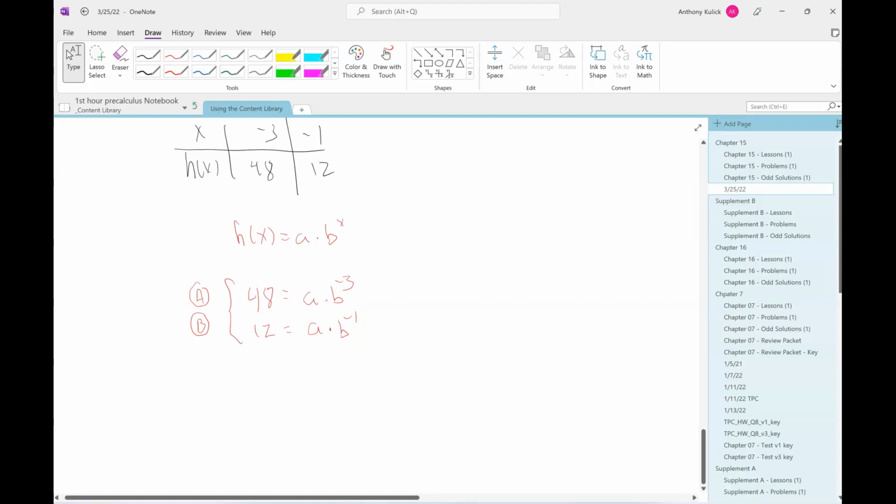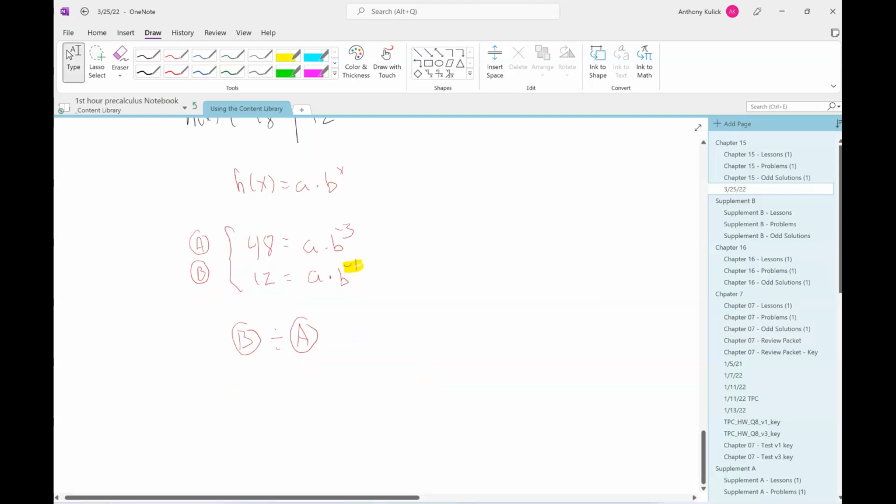Typically, what I like to do is I'm going to find the one with the bigger exponent and make that the numerator of my division problem. So I'm going to take equation B and divide it by equation A. It's fine to do it either direction. It's just a little bit more of a hassle if you go the other way and you use the smaller denominator or the smaller exponent in your numerator. So when I do that, I'm going to have 12 divided by 48 equals a times b to the negative 1 divided by a times b to the negative 3.